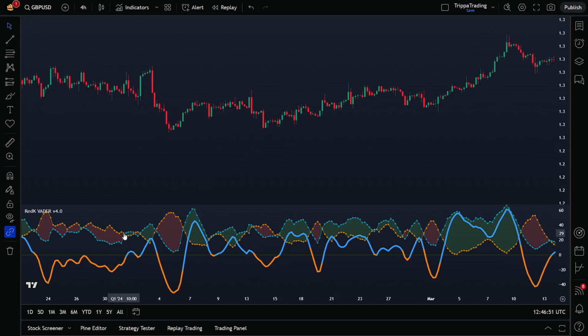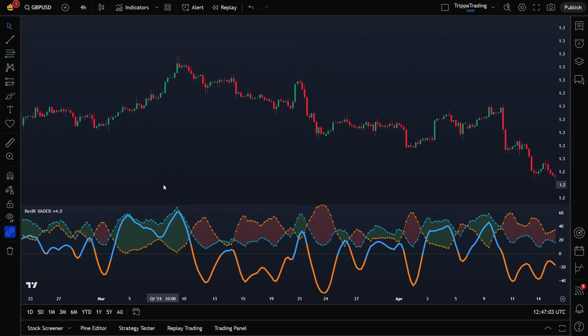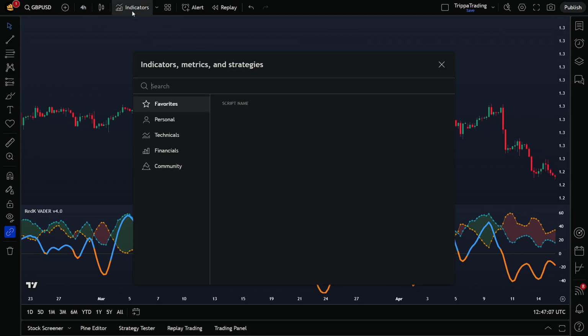Sometimes, momentum shifts happen during pullbacks or in ranging markets, meaning the price may not move enough to make a trade profitable. So how do we filter out bad signals and take only the high probability ones? Well, one way is to trade only in the direction of the overall trend.